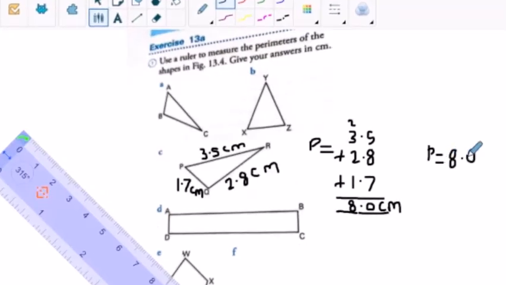8.0 centimeter. So this is what I want us to do in this classwork. Measure the other lengths of this shape. By the time you measure them, add the perimeter in your notebook and submit. That is all for the assignment.